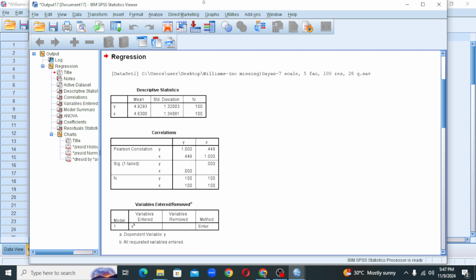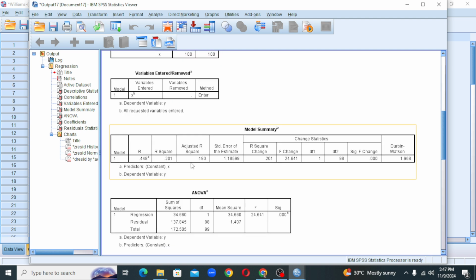And now we have the output. First look at R square, and we will be reporting adjusted R square. That is, 19% of the variance of Y has been explained by X. This is the adjusted R square, adjusted for degrees of freedom. The value is 19.3%.